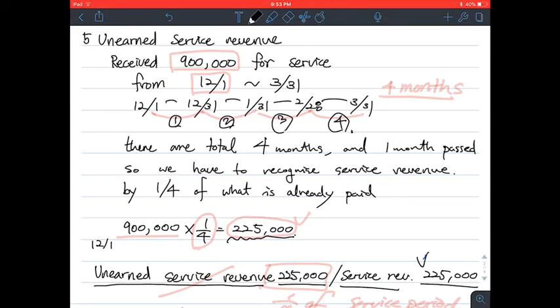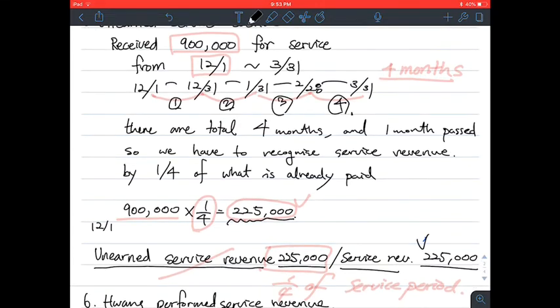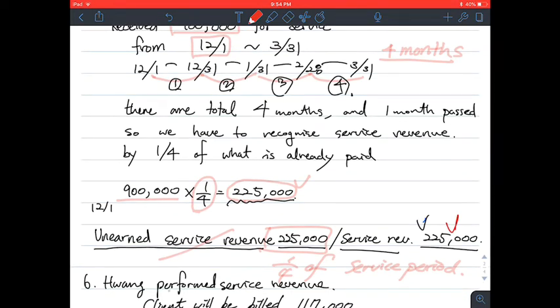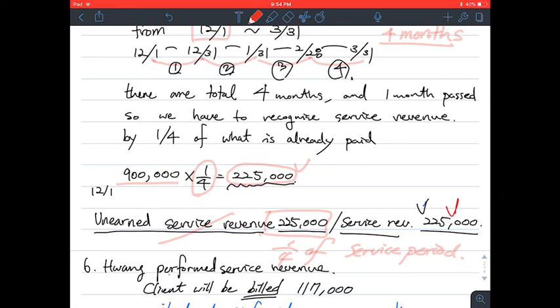So service revenue for $225,000, right? And we have to debit unearned service revenue by the same amount. So this effect will cancel out the unearned service revenue that was recorded when the cash was given here.